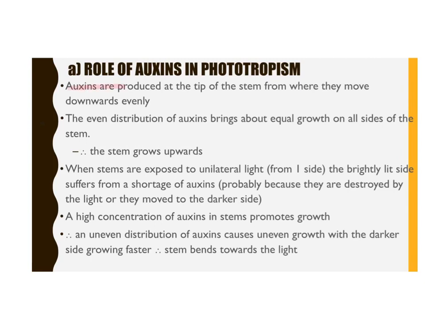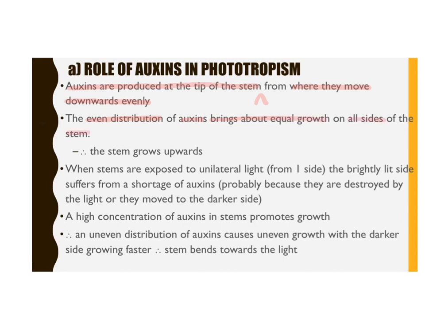Where are auxins produced? They are produced at the tip of the stem. So here we're only talking about the stem. If it was a question involving the root as well, you would say and the root, but you wouldn't lose a mark if you added in there and the root. So auxins are produced at the tip of the stem where they move downwards evenly. So they spread out, and that even distribution of auxins brings about equal growth on all sides of the stem.